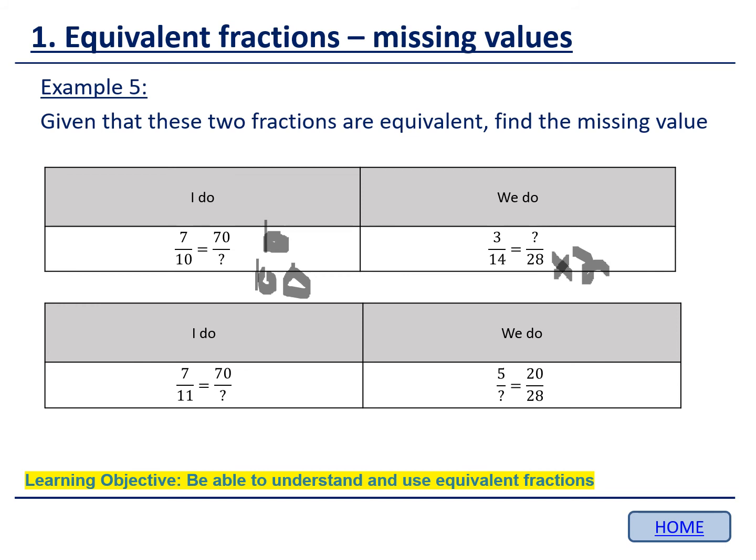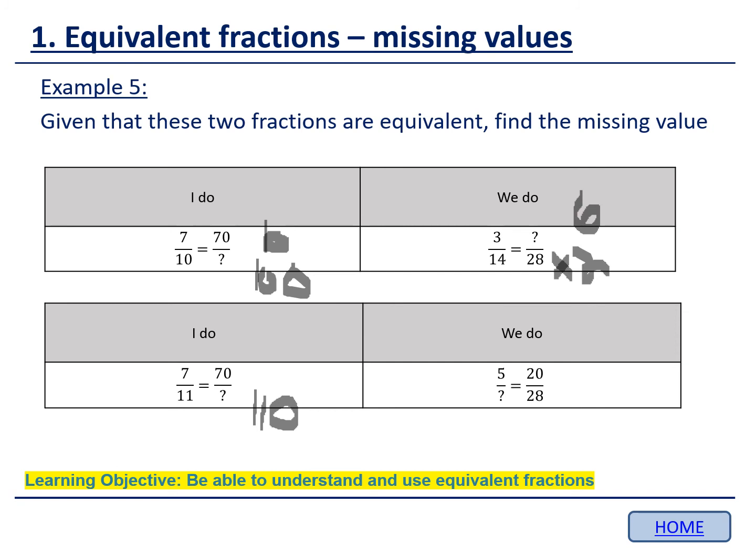So we must do the same to the numerators here. 3 times 2 equals 6 is the missing value. Missing value here, 7 into 70, 10 is 10 times. 11 times 10 is going to be 110.